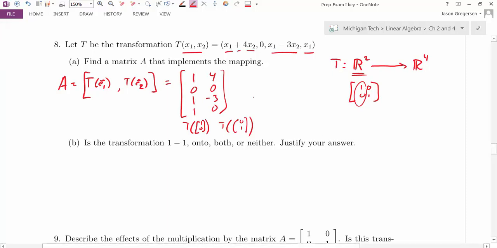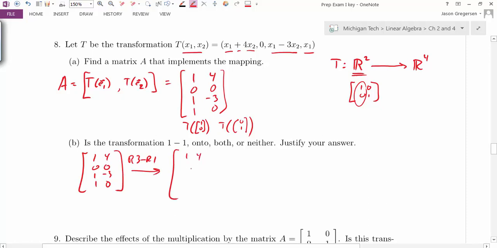Part B says, is the transformation one-to-one, onto, both, or neither? One way I can determine that is to row reduce this matrix A. The first operation is going to be R3 minus row 1. So row 1 stays the same, row 2 stays the same, then I get 1 minus 1 is 0, and negative 3 minus 4 is negative 7. Then I'm also going to take R4 minus R1, in which case I will get 1 minus 1 is 0, and 0 minus 4 is negative 4.